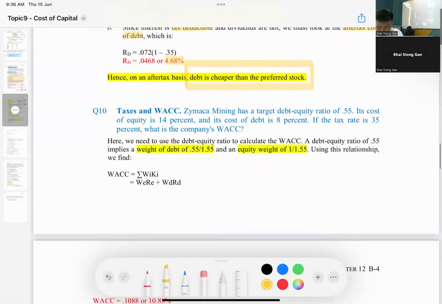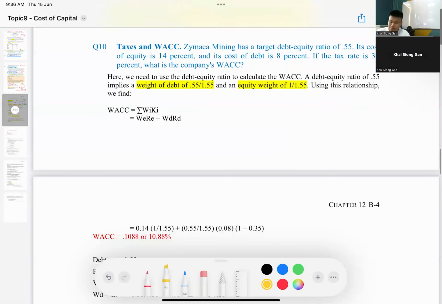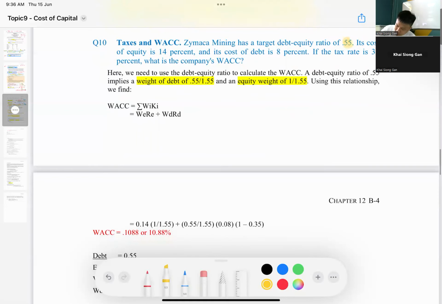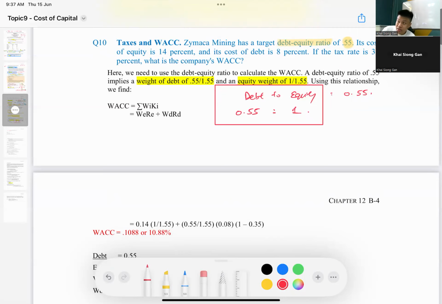Okay, one last question. Okay, Zimca Mining has a target debt to equity ratio of 0.55. Debt to equity ratio. What do we mean? Okay, so debt to equity ratio. That means if I say debt to equity ratio equals to 0.55, what does it mean? That means my debt is 0.55 to 1 ratio. Okay, so sometimes if I write like that, that means what? That means 0.55 is the debts, 1 is the equity.